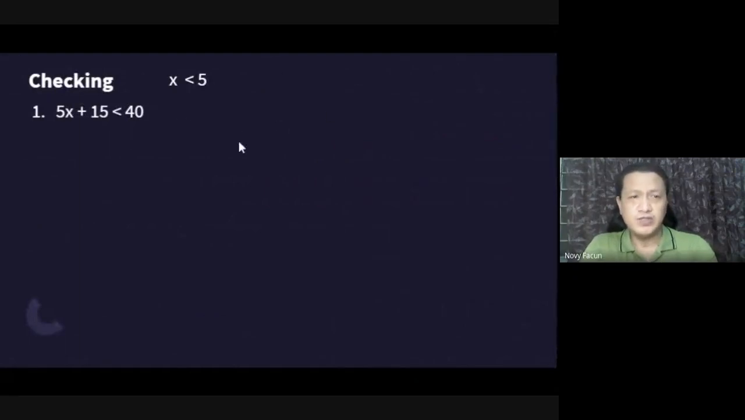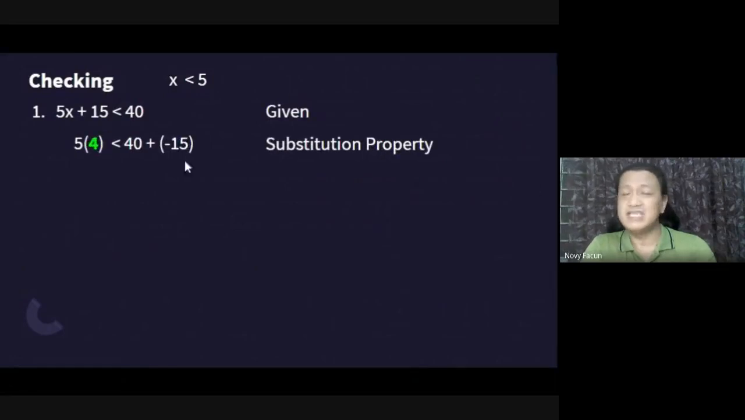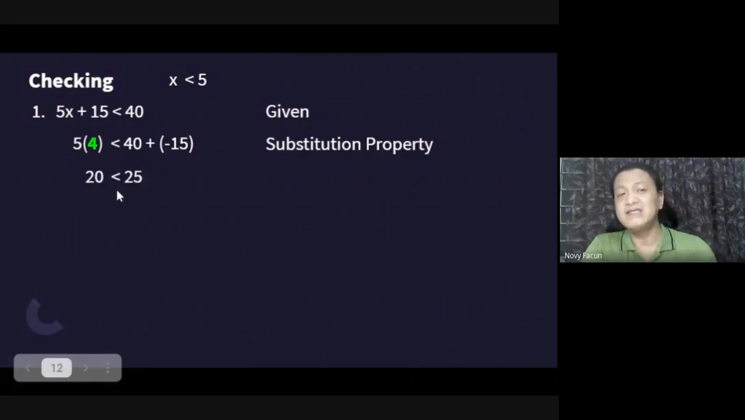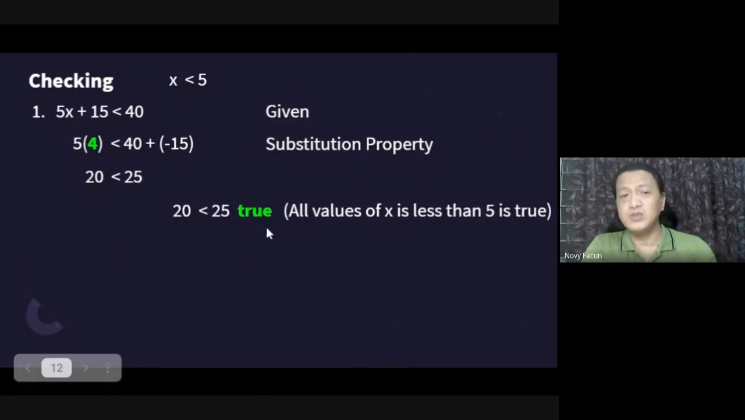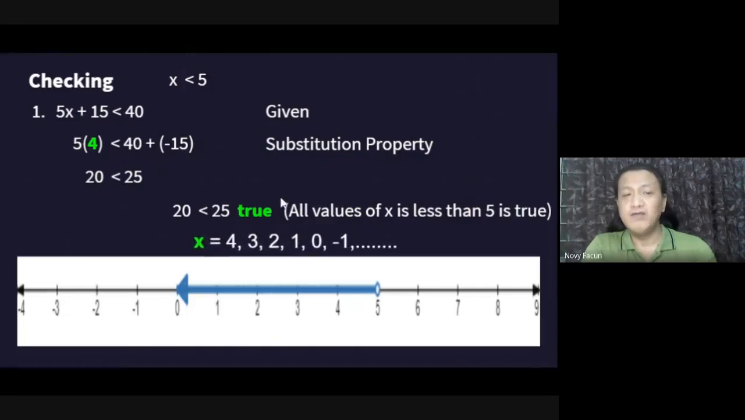And if you are going to check, so just simply substitute any one value lang. So pili ka lang doon sa lahat ng less than 5. Example, you're going to choose 4. Using the substitution, we have 5 times 4, that is 20. And 40 plus negative 15, that is 25. So kitang-kita natin na ang 20 ay less than 25. So that is true. All values of x less than 5 is true. Kaya lahat ng values natin ay 4, 3, 2, 1, 0, negative 1. Infinite na yan. That is the graph of the solution of inequality.